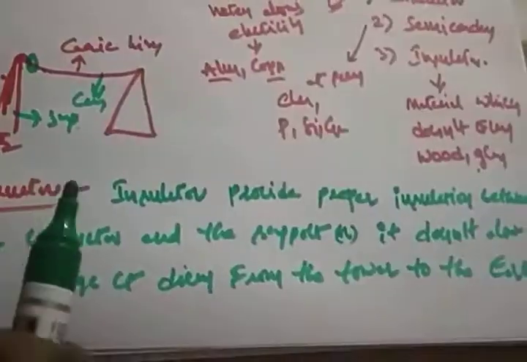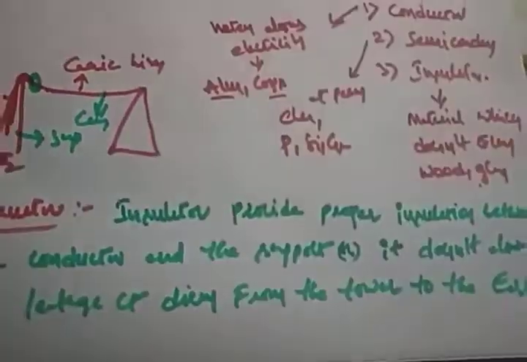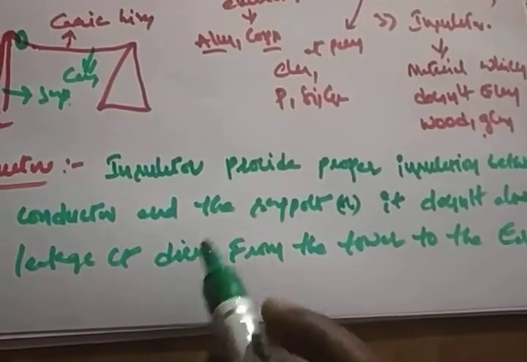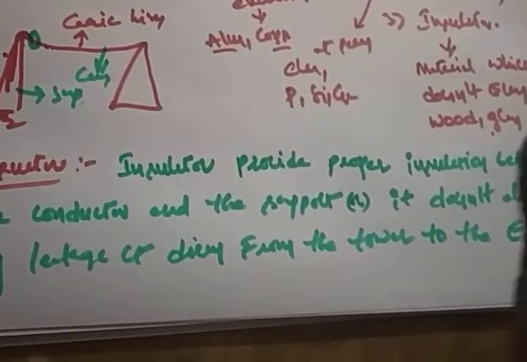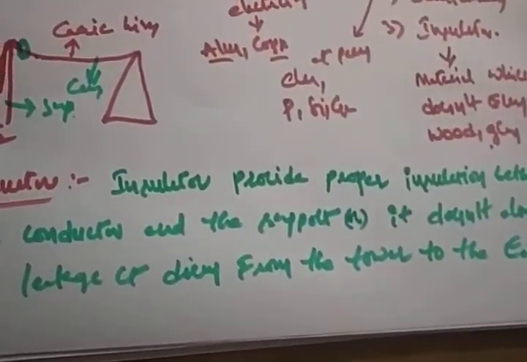So definitely we should provide proper insulation. Otherwise the current will flow through the supporters and the earth. Definitely if a person touches, severe electric shock will be there. So we should avoid these things. We should provide proper insulation, and it doesn't allow leakage current. Whatever current is coming out from the transmission line doesn't flow through the supporters to the earth. That is the main idea of insulators.